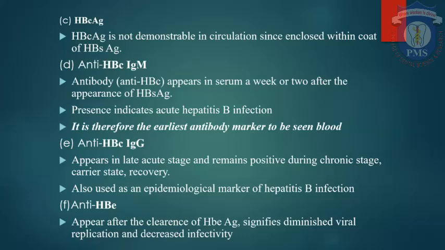Next antibody marker is anti-HBc IgG. This antibody marker appears in late acute stage and remains positive during chronic stage, carrier state, and recovery state. This marker is also used as an epidemiological marker of hepatitis B infection.